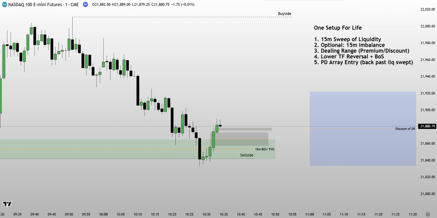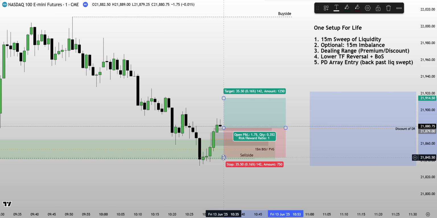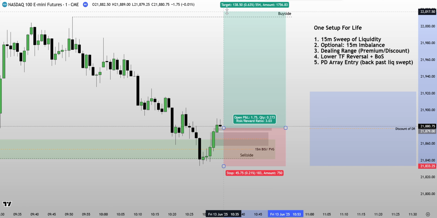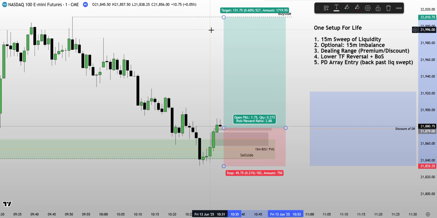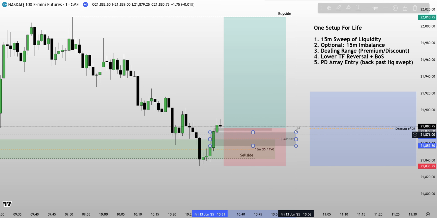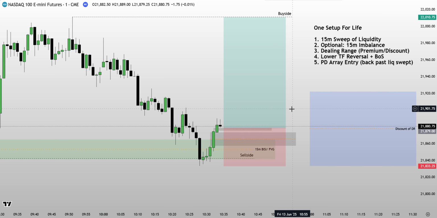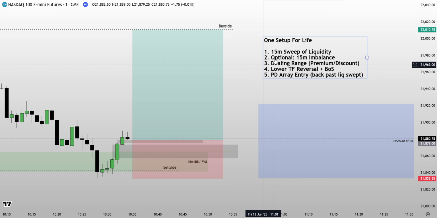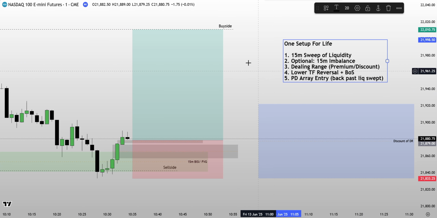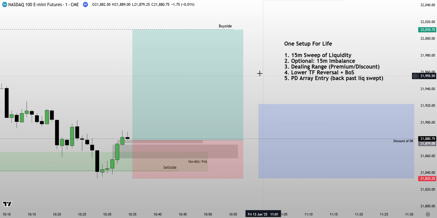So this is the one setup for life. This is the optimal setup. So you enter at the retest of the gap, stop below the low, and you target the opposing liquidity. And that is exactly the setup that I look for, day in and day out. If I had to pick one setup to rely on for the rest of my life, it would be this one without a doubt.